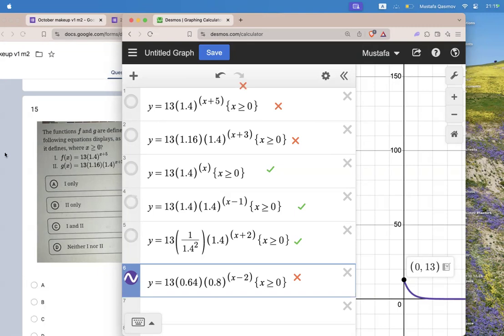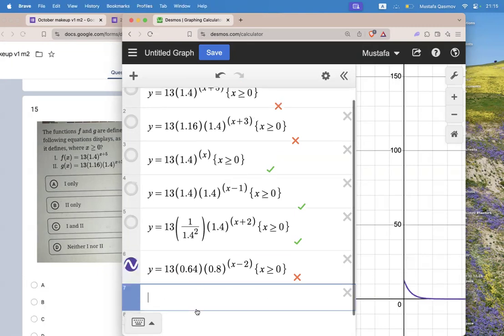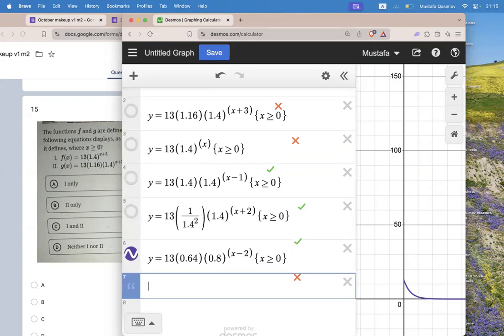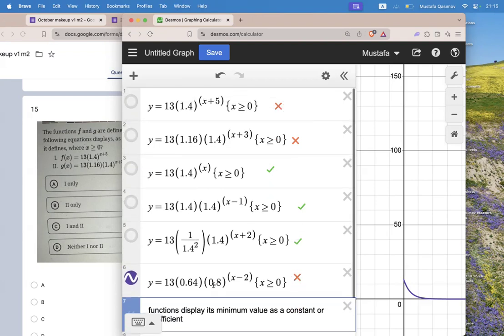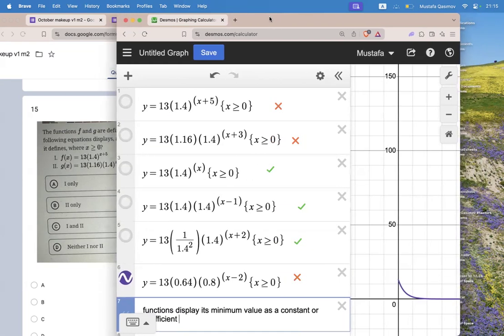Okay, I am sending it to the group. You can look at it at home. Just wait. Let's write functions. Display, it is minimum value as a constant or coefficient. Okay.